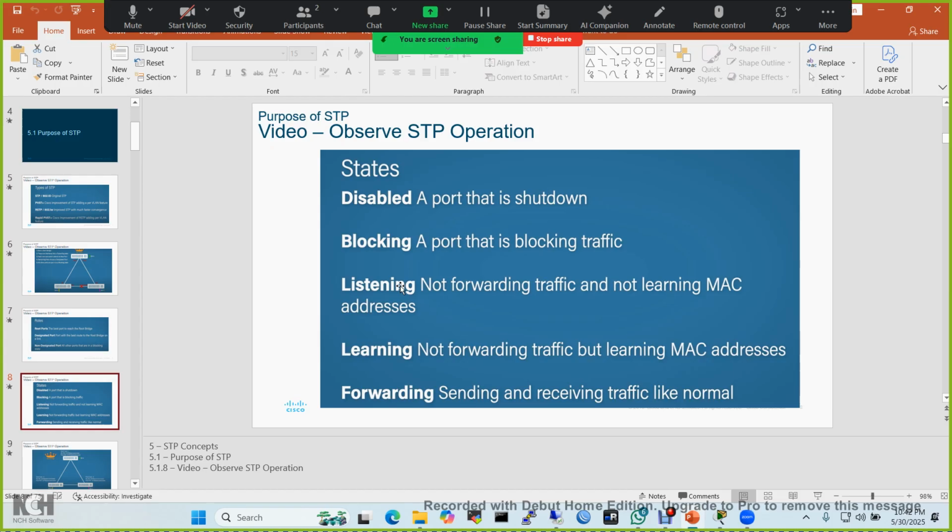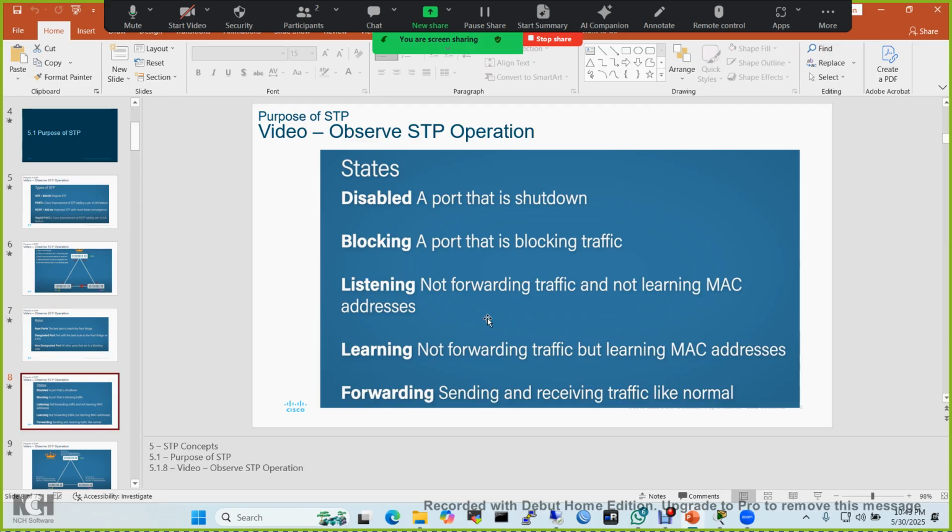In listening, it is not forwarding traffic, it can't forward traffic. It is in the testing stage, in orange or amber mode, not the stable green mode in these two stages. And it is not learning MAC addresses. It can't learn the MAC address of the neighbor also at that time.